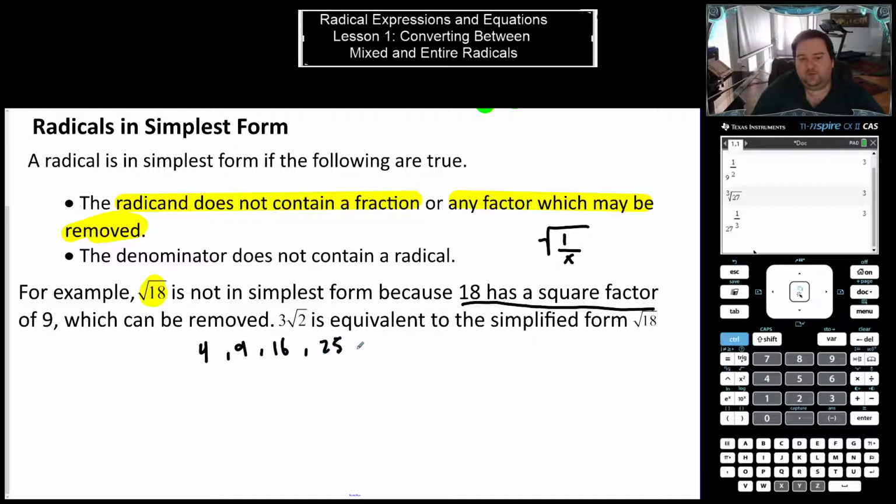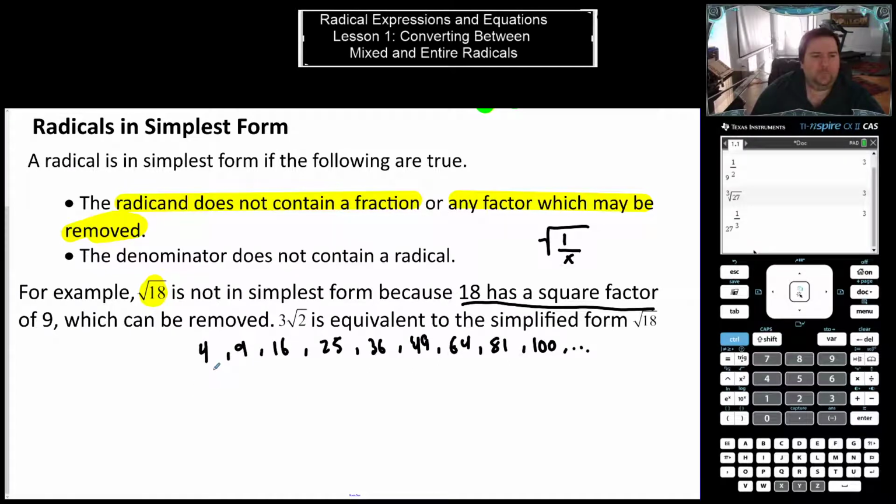5 squared, 25. 6 squared, 36. 7 squared is 49. 8 squared is 64. 9 squared is 81. 10 squared is 100. And we could keep going, but I'm not going to because we're probably not going to see things where we're using square factors that are that big.